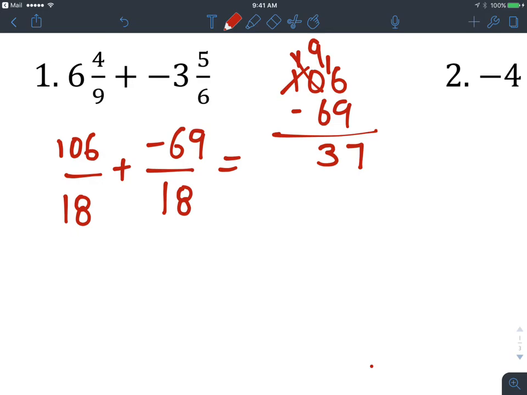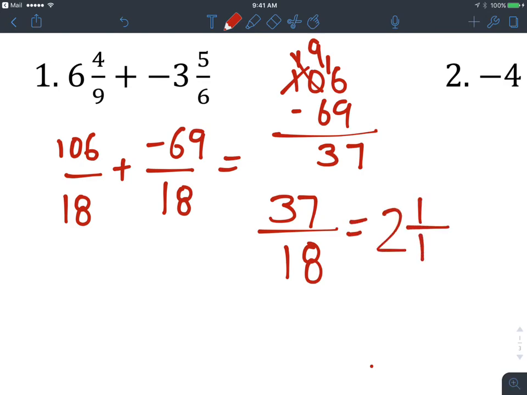The reason it's positive is because the 106 is bigger than the 69, and the 106 is positive. So my answer is going to be a positive 37 over 18. Always want to make sure you simplify it. 18 can go into 37 2 times with a remainder of 1.